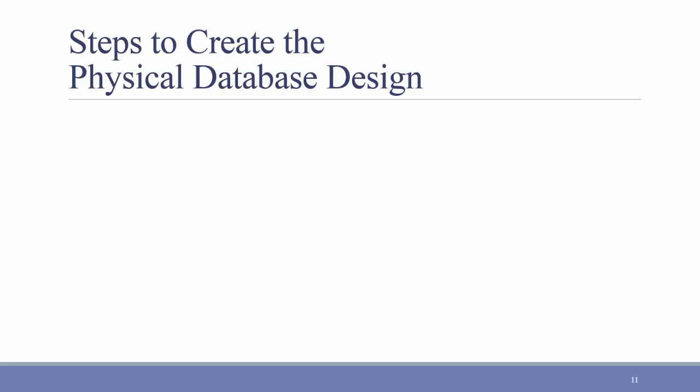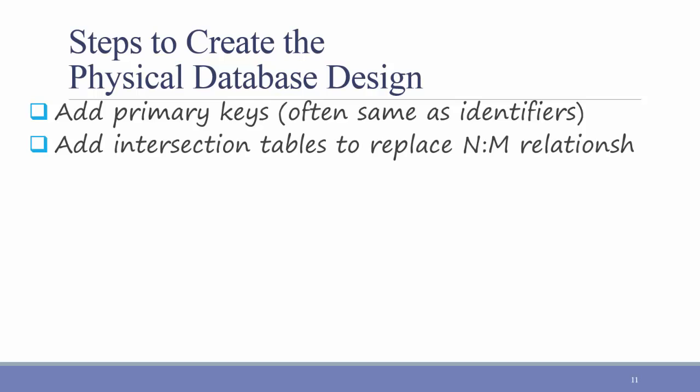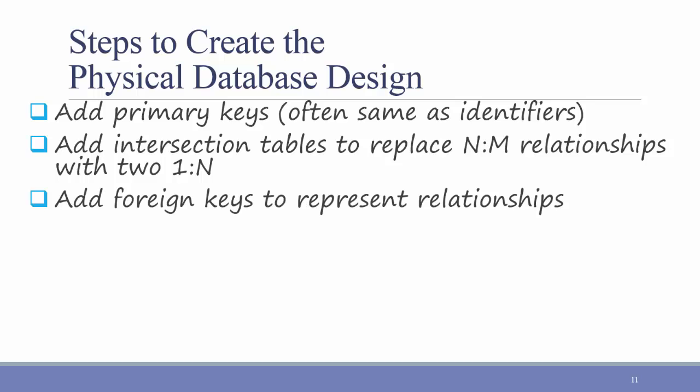Here are the steps to create the physical database design. These steps apply if you're implementing a relational database. Steps might be slightly different for other types of databases. First, add primary keys. These are often the same as your identifiers in your logical data model. Next, add intersection tables to replace many-to-many relationships with two one-to-many relationships. Next, add foreign keys to represent relationships. You'll recall that the way you do this depends on the type of relationship.